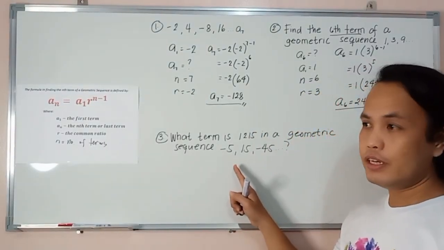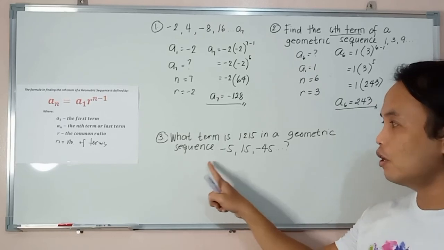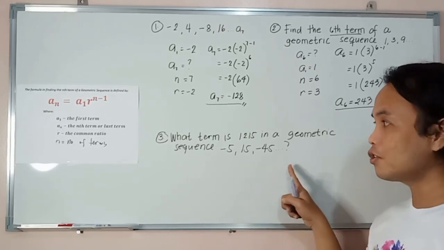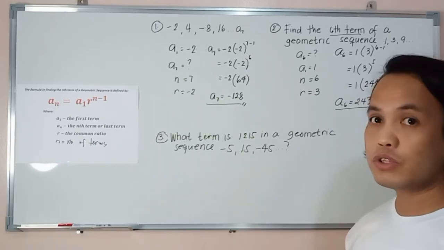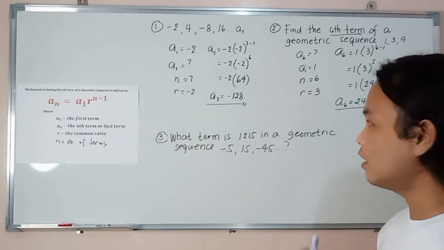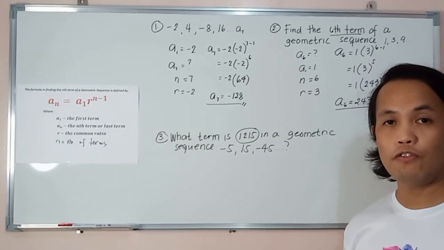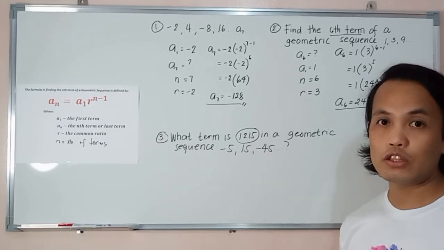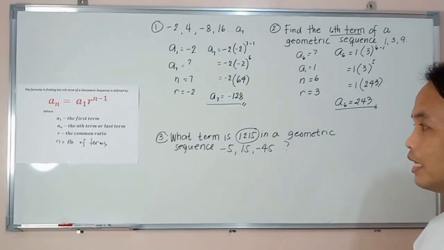Next, our third example. What term is 1,215 in a geometric sequence, negative 5, 15, negative 45, and so on. Now, we are given the last term, which is 1,215, and we are going to solve for the n. What term is 1,215? So, let's identify our given.